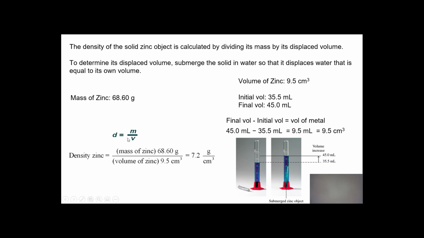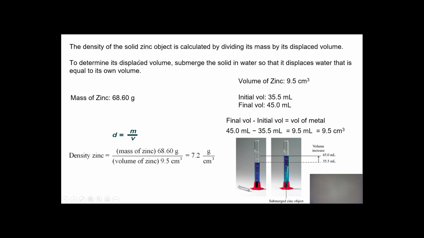So here's our formula. Density equals mass over volume. We have the mass filled out, and we have a volume here of 9.5 centimeters cubed. Now let's see how that was figured out. Again, we look at this picture. We started out with 35.5. We added the cylinder in. It resulted in 45.0 mL. Simple subtraction. We take the final volume minus the initial volume, and that gives us the volume of the metal, which is 9.5. Now, we're dealing with a solid, so we don't want to deal with mL.